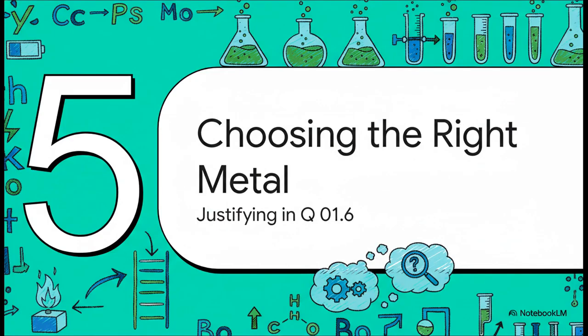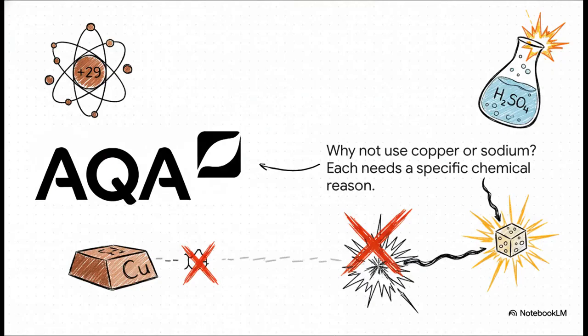Okay, we're on the home stretch now. Let's look at the very last part, question 01.6. It's another 2-marker, and this time it's all about the reactivity series. You're going to need to give 2 different reasons for your answer. So, the question is, why couldn't you just use copper metal or sodium metal to do this reaction with sulfuric acid? You need to explain why each one is a bad choice. And they're bad choices for completely different reasons. One reason for copper, one reason for sodium.